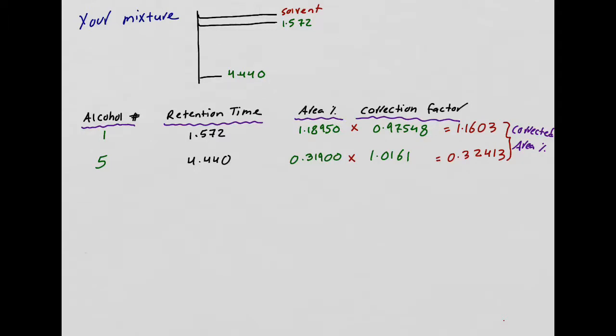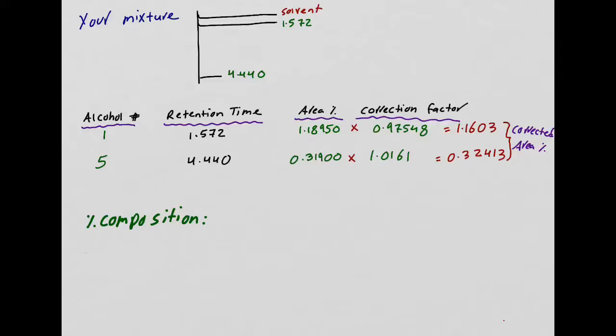Okay, now what we're going to do, and again, we did all this to get to this point. Remember, what you are trying to figure out is the percent composition of your alcohol, because you know you have alcohol 1 and 5. You want to know how much of alcohol 1 you have, how much of alcohol 5 you have. Is it 50-50%? Is it 40-60%? How are you going to do that?